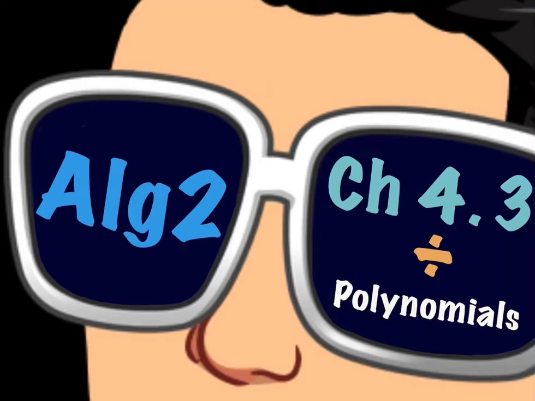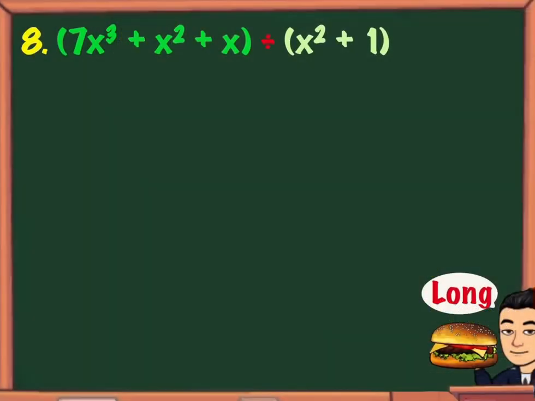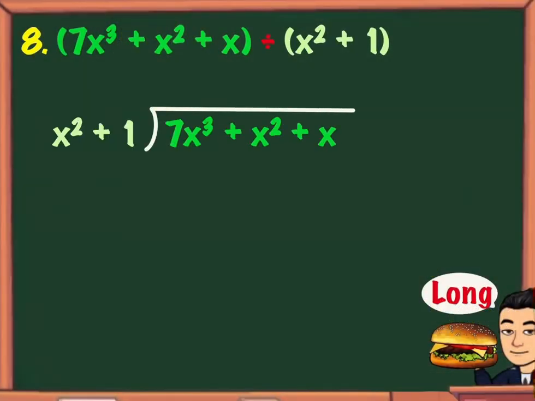Alright, this is Algebra 2, Chapter 4.3, Dividing the Polynomials. So we're going to be looking at the long division and then followed by the synthetic division. Let's get started. Okay, so this is number 8. So we're going to be using long division to solve this problem.